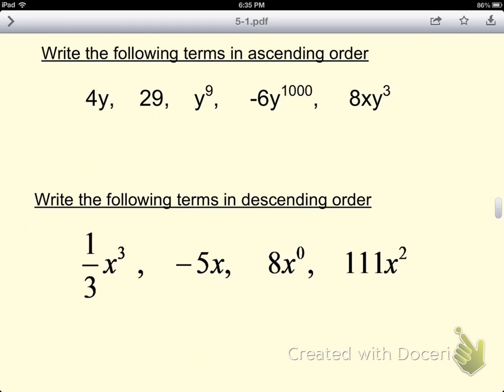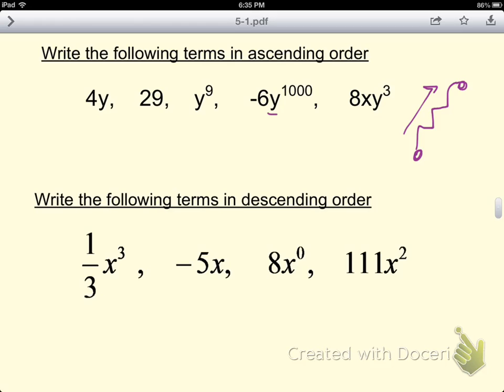Okay, so if you want to pause the video and see if you can do this task by yourself, you want to write the following terms in ascending order. So remember, ascending means like you're going upstairs, right? So you ascend the stairs. So you want to start at the lowest point and go to the highest point. You want to start with the lowest power.